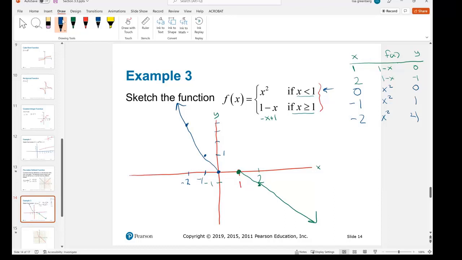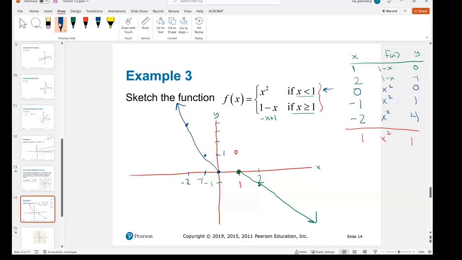So what I want to do is pick 1 again, because that's the transition point, right? It's doing something when it's greater than or equal to 1. It's doing something when it's less than 1. So I need to go all the way to 1. And this time I'm going to plug it into x squared. And when I do, I see that it's going to equal 1. So I have this point at 1, but it's not a closed circle, is it? It's going to be an open circle because it doesn't include the value at 1.